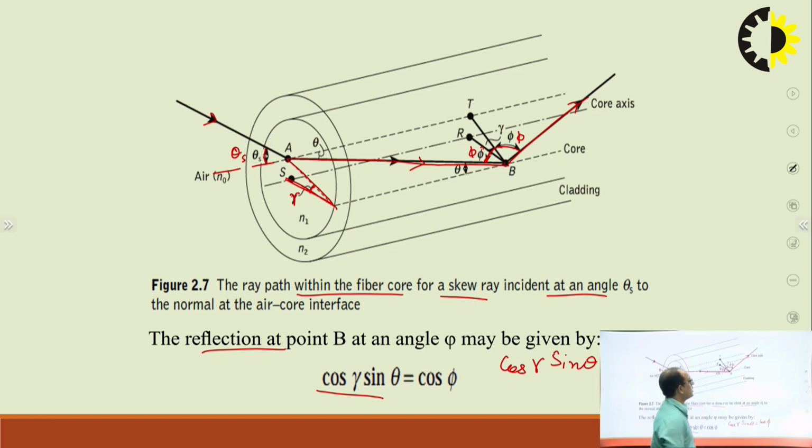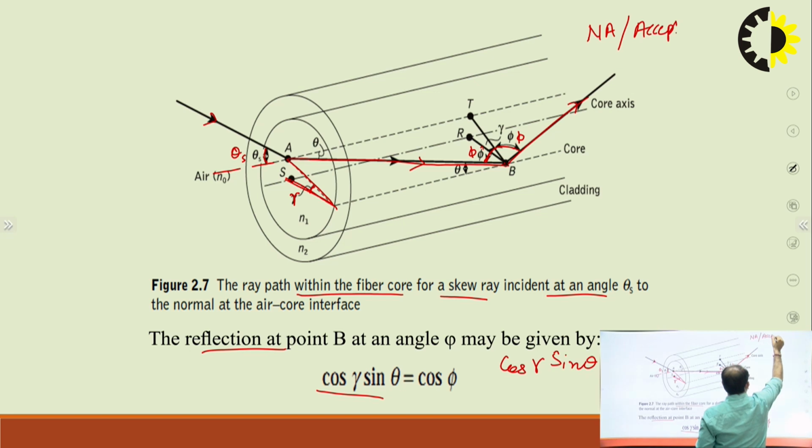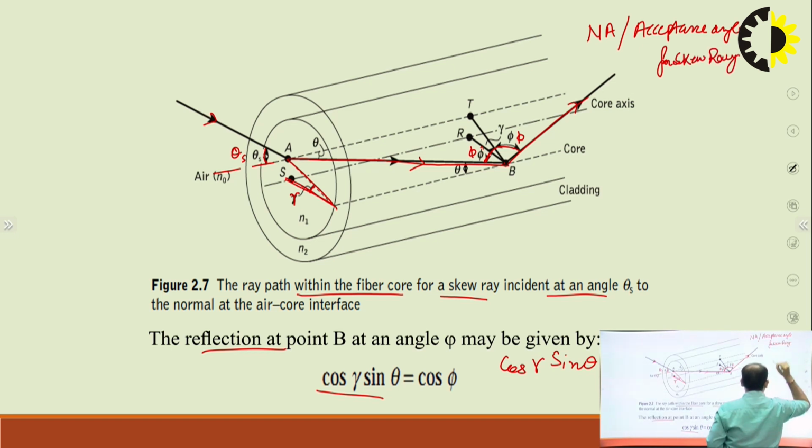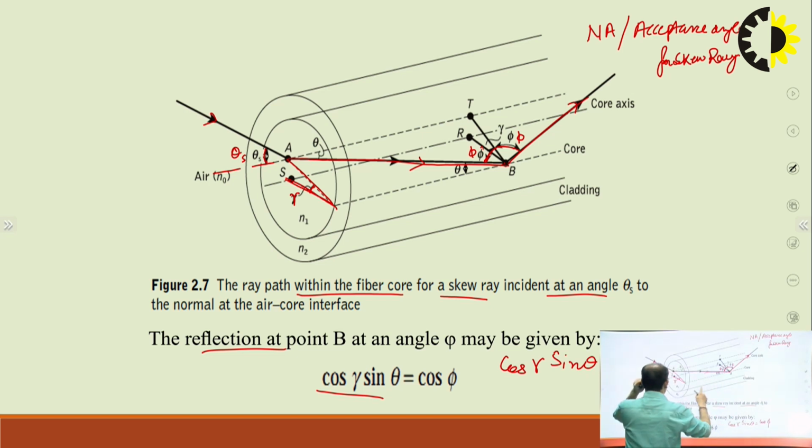Now I want to calculate the numerical aperture or acceptance angle for the skew ray. You will see here that this is theta. Clear? This is theta. And this theta can be related to the acceptance angle for the skew ray, because how can we relate this theta with theta s? This theta and this theta s can be related by using Snell's law at point A.